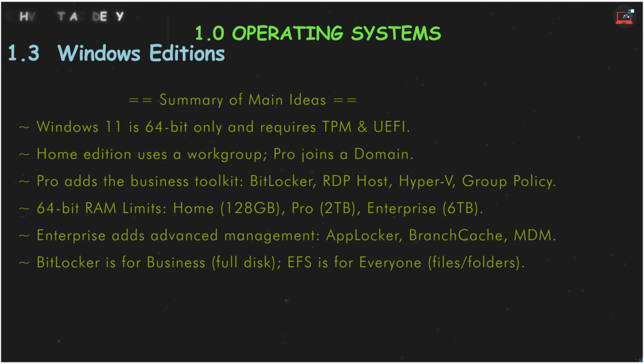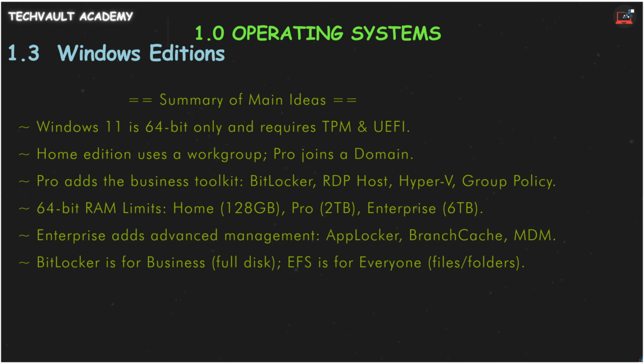Home Edition uses a workgroup. Pro Edition joins a domain managed by Active Directory. Pro adds the Business Toolkit, BitLocker for full disk encryption, RDP host, Hyper-V, and group policy management.